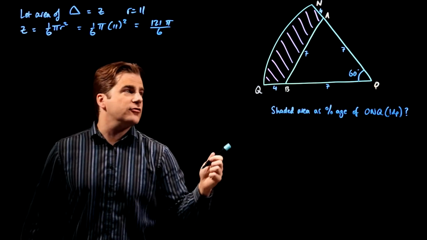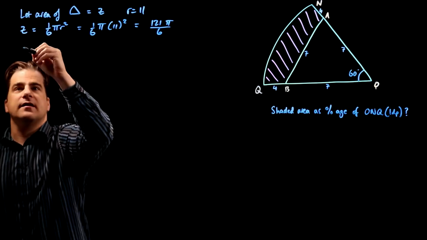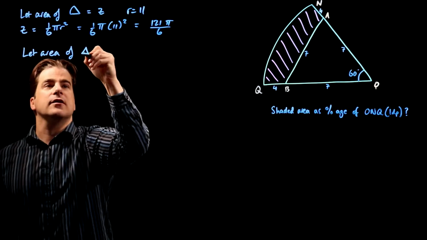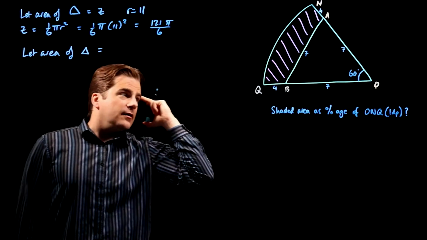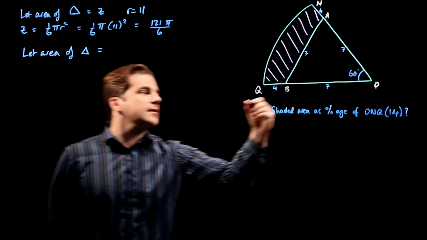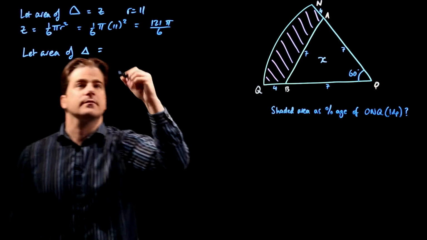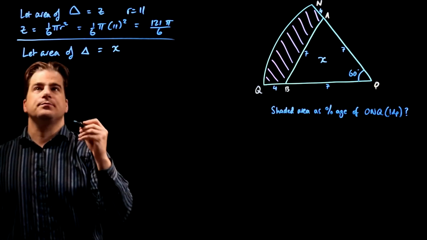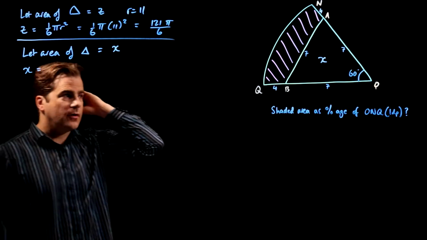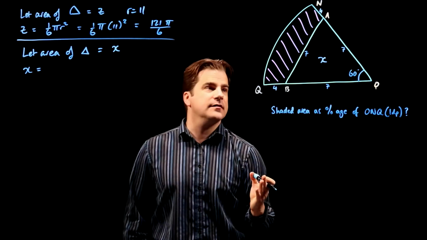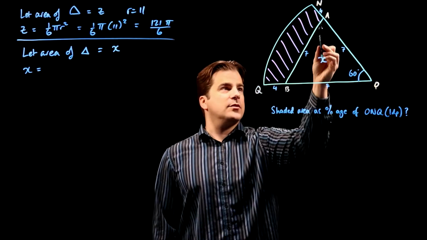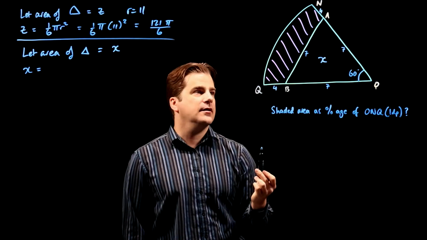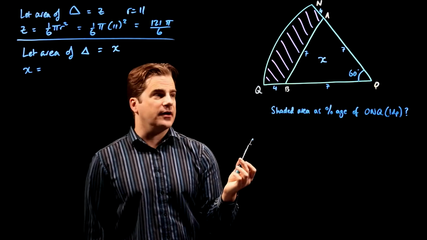Right, area of the triangle QAB. So let area of the triangle equal, let's call that X. Right, area of a triangle. So X equals, well, we know the area of a triangle is half base times height. Well, we know the base is 7, but what's the height? We could work that out using Pythag or something. What other formulas do we know for the area of a triangle?